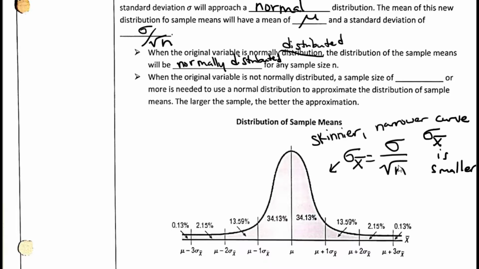But when the original is not normally distributed, like in our example, it was uniform, but it wasn't normal, then in that case, a sample size of 30 or larger is needed to use a normal distribution to approximate the distribution of sample means. In our case, we only had a sample size of 2, but remember that our population was really small. So in that case, it ended up working out nicely. However, most populations are not a sample size of 4. They're usually much larger populations. So in that case, you need a large sample size in order to be able to use a normal distribution. The larger the sample, the better the approximation.